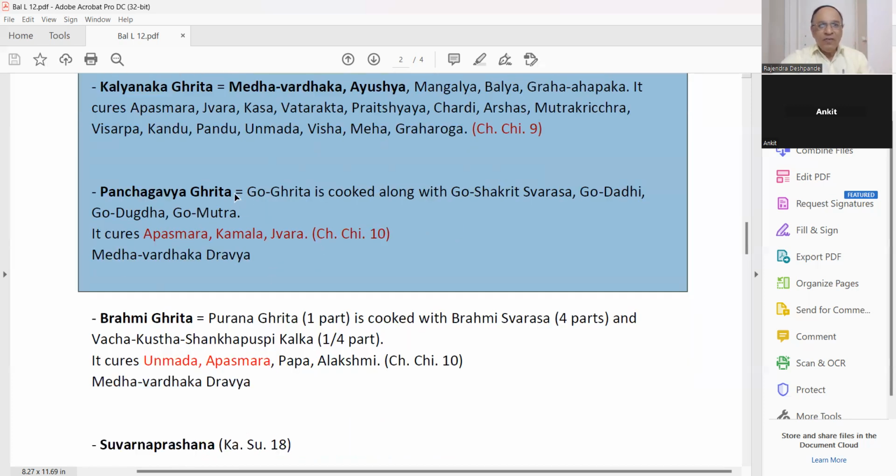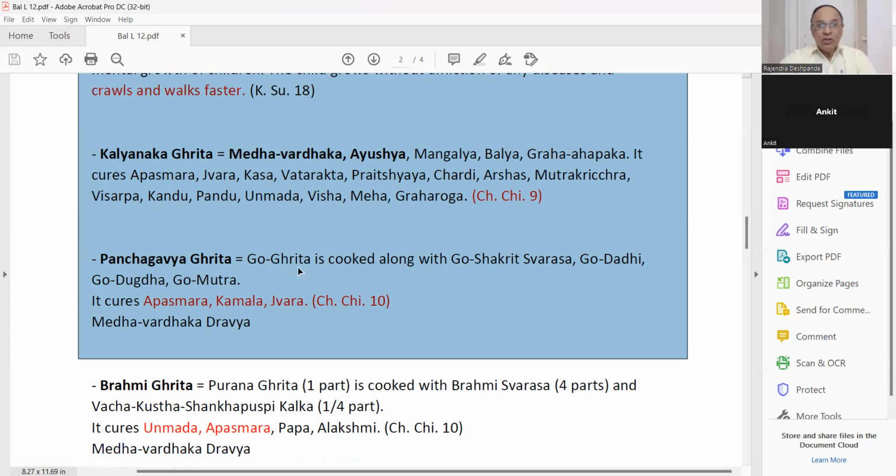Next is a Panchagavya Ghrita. Go Ghrita is cooked along with Go Shakrita, cow dung, Go Shakrita Swarasa, juice, Go Dadhi, curd, Go Dugdha, milk, and Go Mutra, that is cow's urine. So this Panchagavya Ghrita is prepared with all these substances, and this is curing apasmara, epileptic fits, kamala, that is jaundice, jvara, fever. And this Panchagavya Ghrita has the reference not from Kashyap, it is from Charak Chikitsastan. So these two things, Kalyanaka Ghrita and Panchagavya Ghrita, write down.